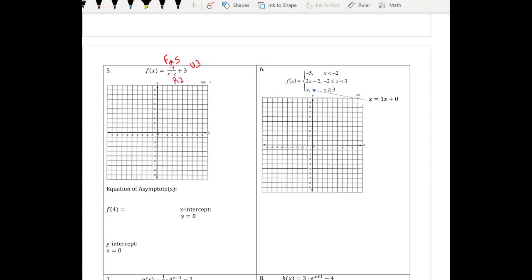So this one has 2 asymptotes. So here's right 2. So x is depressed at 2. And then up 3. And so y flies by at 3. So we can go ahead and get those here. X equals 2, y equals 3. Now I'm going to get my points graphed.